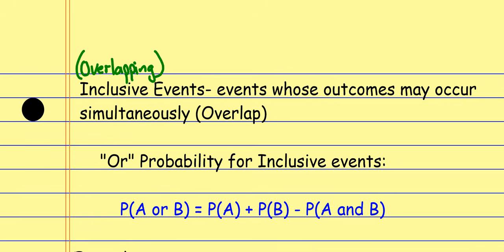So as you look down here, the or probabilities of inclusive events: the probability of A or B is the probability of A plus the probability of B minus the probability of A and B. And the reason we're doing that is because if there's overlap, so if I said students in my classroom who are wearing red shirts, or students in my classroom who are wearing glasses, there could be some overlap there. There might be somebody wearing glasses and a red shirt.